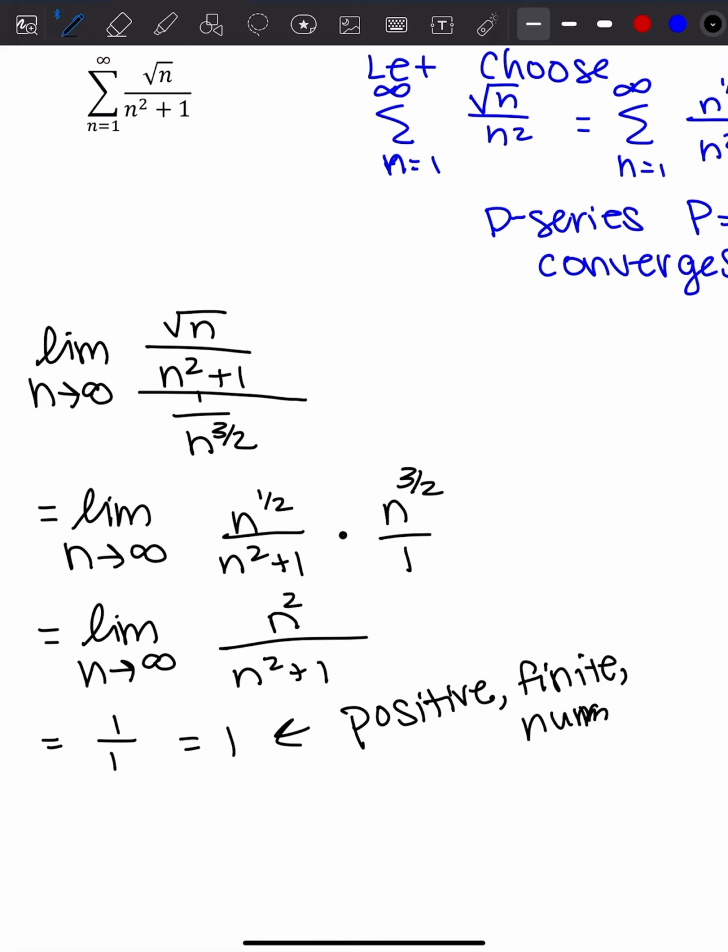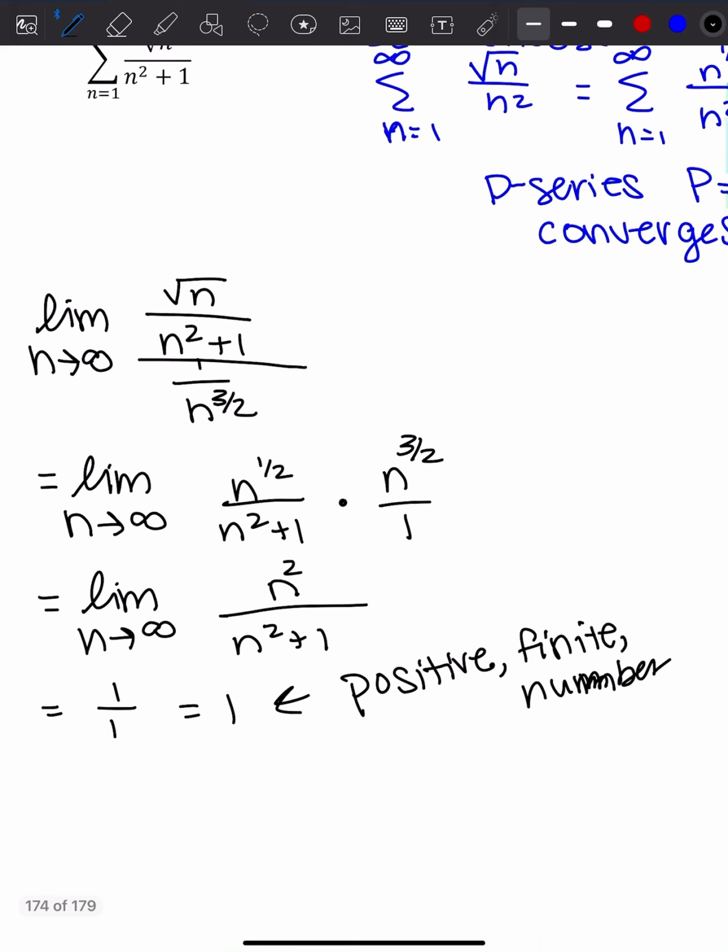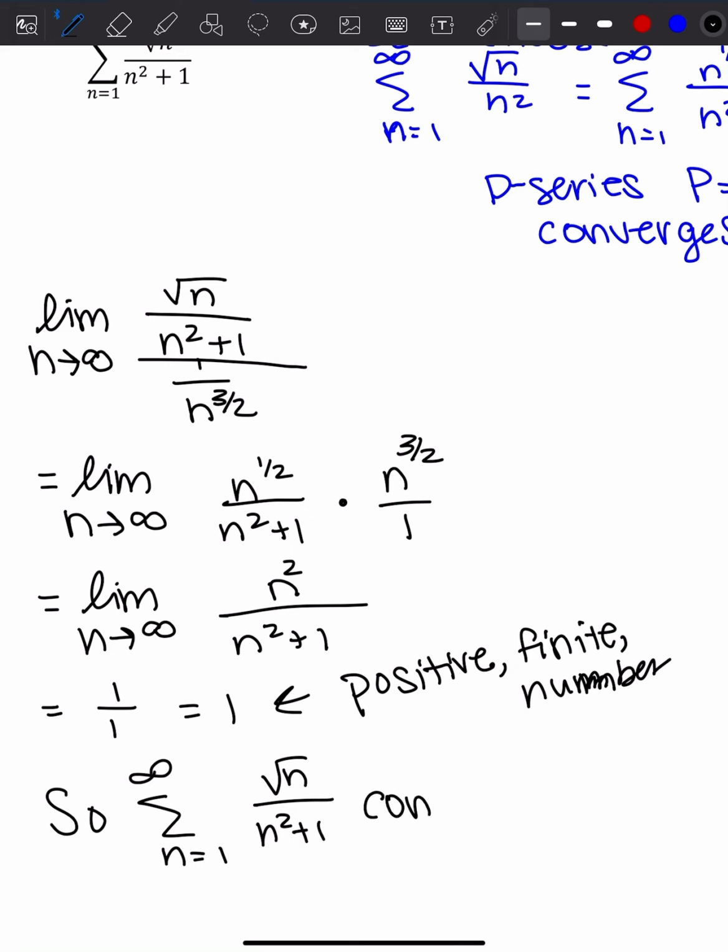So we already decided that the series that we chose converges. So what that means is the summation from n equals 1 to infinity of the square root of n divided by n squared plus 1 converges by the limit comparison test.